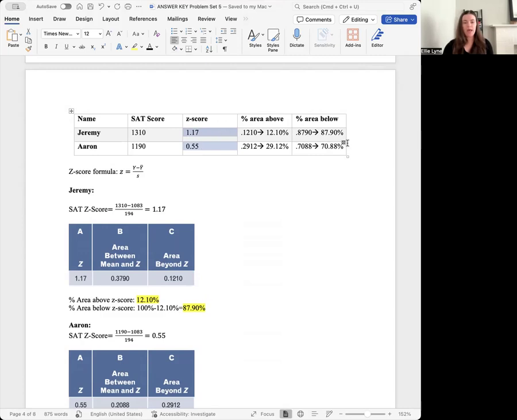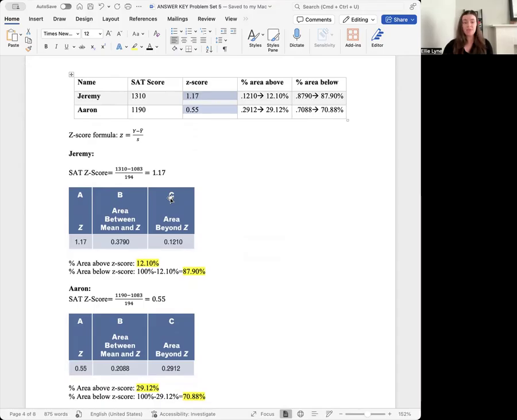All right, so now we're able to go ahead and fill this part of our table out. And we can now go ahead and calculate our percentage area above and percentage area below. So same steps that we did for the ACT above. I went ahead and screenshotted here the corresponding area for a z-score of 1.17. Again, we know that they did better than the average test taker. Both Jeremy and Aaron did because we know that the average was a 1083. Both of them are above that.